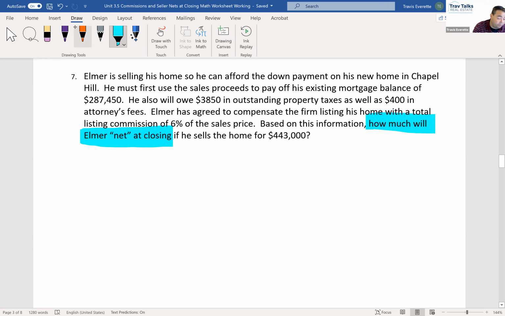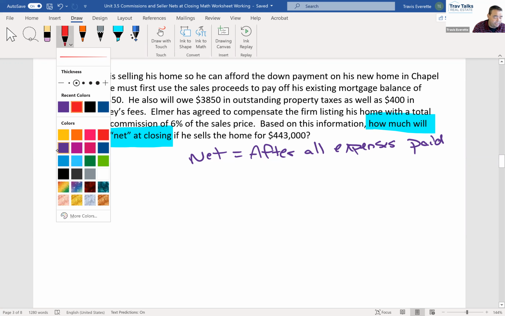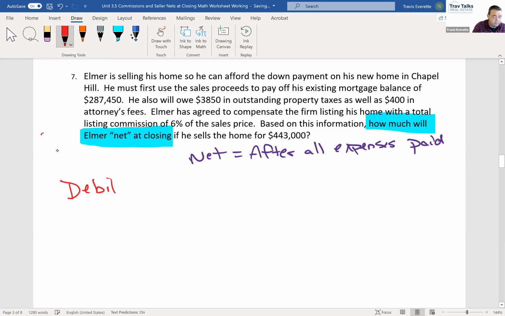Well, a net, literally, a seller net, folks. Net just means after all expenses are paid. So this is where we come up in real estate closings with the idea of debits and credits. Now, I realize you can take the purchase price and just start subtracting numbers, but it will be much better for you later on when we get to closing the transaction if you start to think of things in terms of debits, and debits equal money owed, or debts.